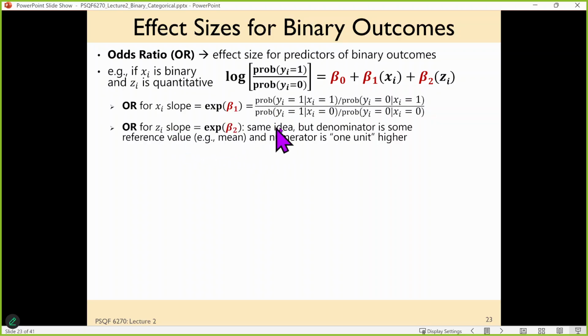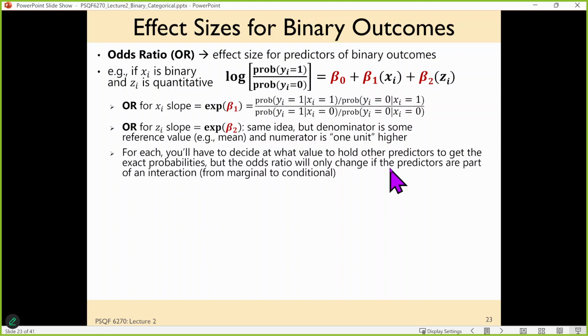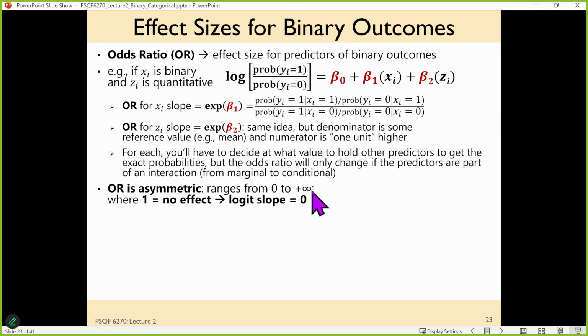The same idea holds for a continuous predictor's slope, but then it's just a 1 unit change. So the numerator is 1 unit apart from the denominator with respect to what x is, and you'd have to decide what to hold other things constant at to be able to figure out the probabilities. So here's why I don't like this. I actually have multiple reasons, but here's the biggest one. The odds ratio metric is asymmetric.